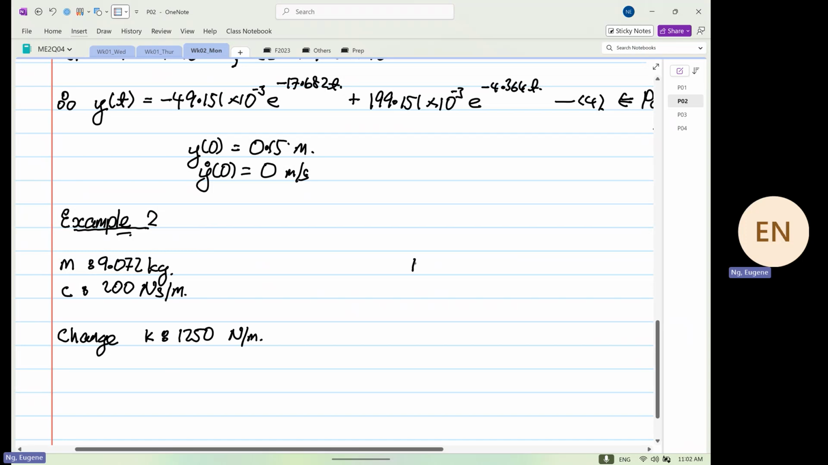Boundary condition is the same. So the boundary condition is, when time is equal to 0, y as a function of time is equal to 0.15, sorry, positive. And then velocity is equal to 0 meters per second.